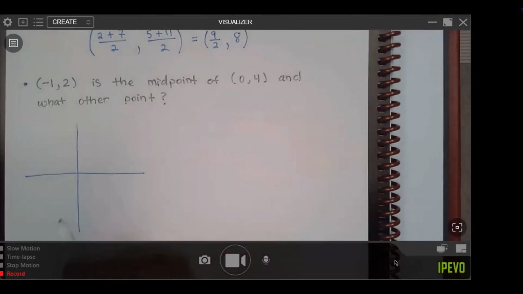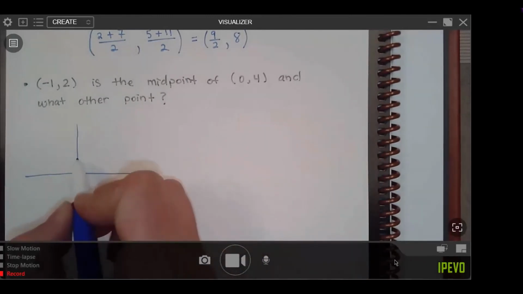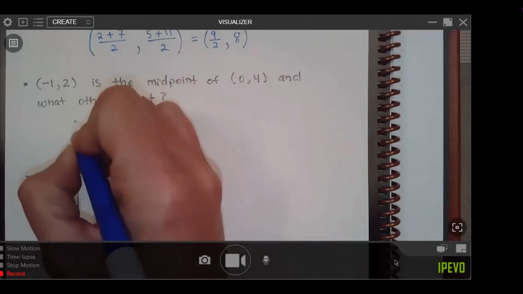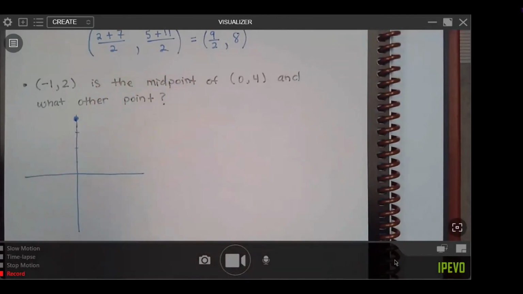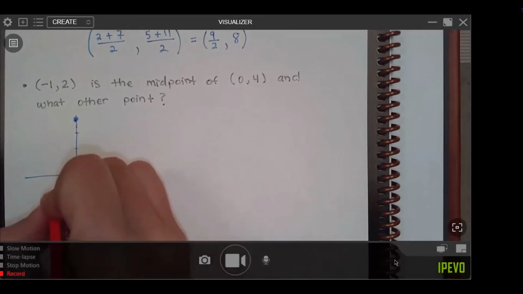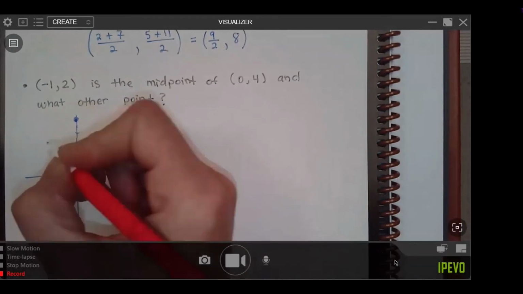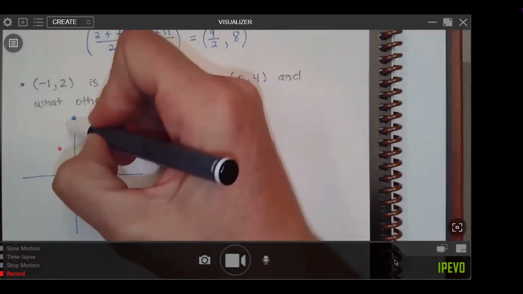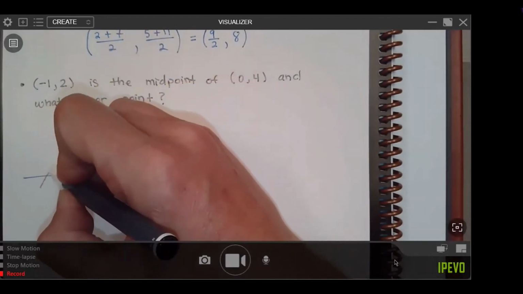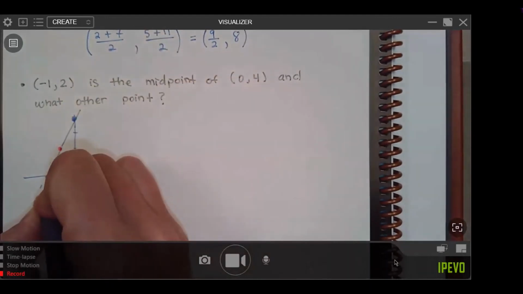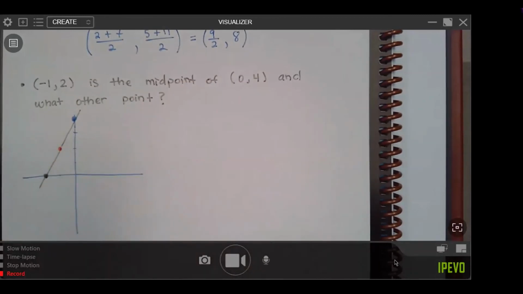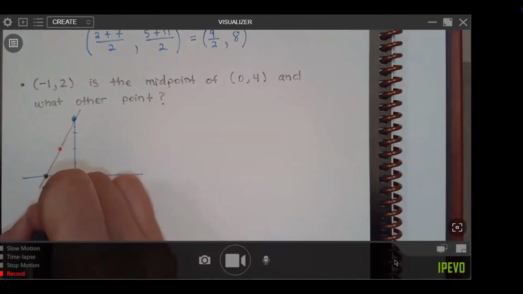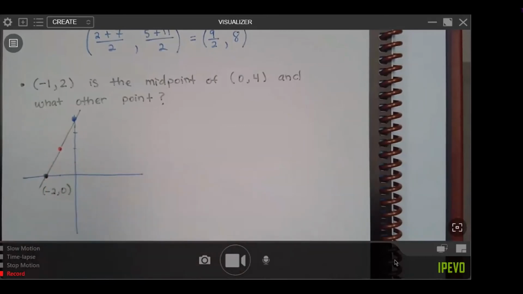Zero comma 4 was supposed to be one of my points. So 0, 1, 2, 3, 4. And then this midpoint is at -1, 2. 1 up 2. And I can kind of visually see that if I just connected the line there, because I did draw this to scale, that's looking like -2, 0.